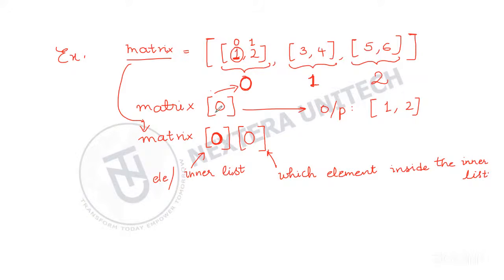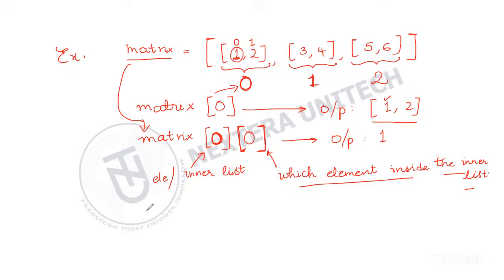So matrix of 0 will give you 1, comma 2. Inside of this, I want 1, right? So I'll give one more index. The second brackets will let me access which element inside of that list I want. So this will give me the output 1. So that is how you can access elements inside of a list.